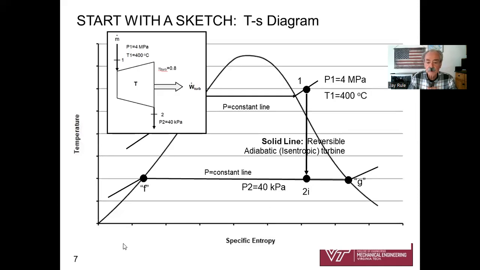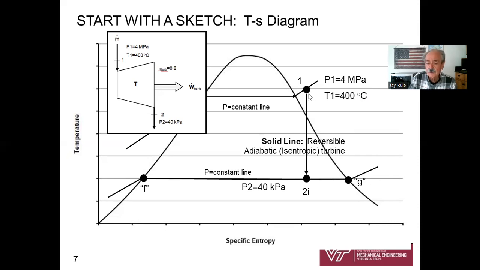Well, of course, the first step is to follow up your equipment sketch with a T-s diagram, because we've got a phase change substance. And it's my hope that you would recognize 4 MPa and 400 degrees C. That's hot, okay, as a superheated vapor. So you should plot state 1 in the superheated zone. You should recognize this for steam, okay?